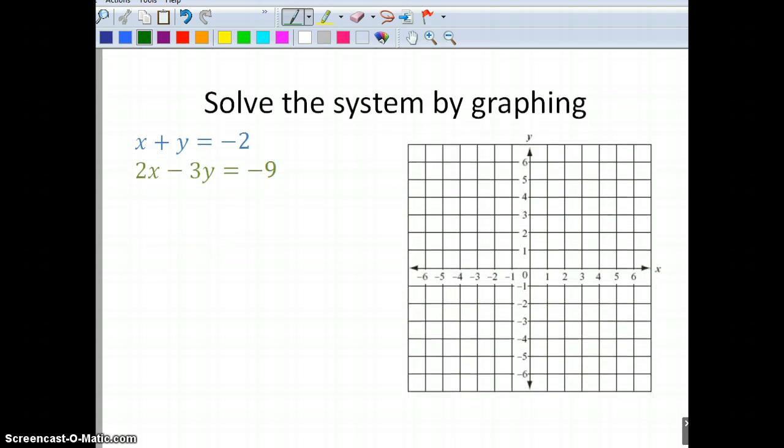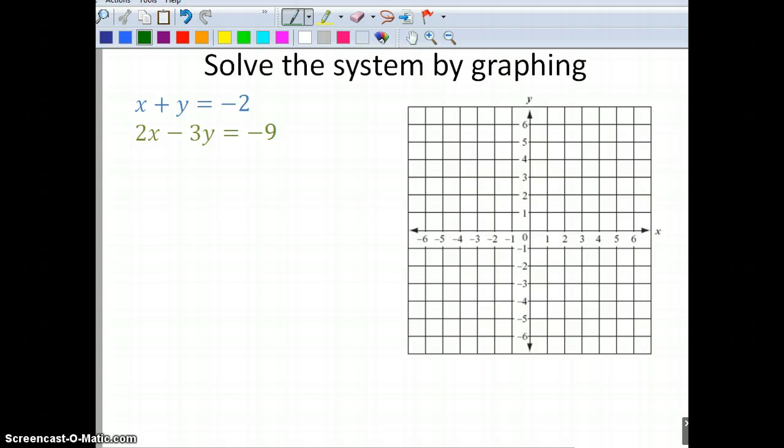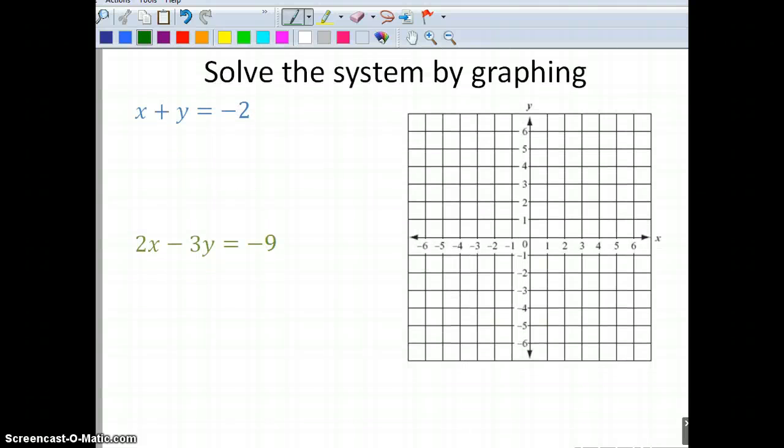Okay, now let's take a look at this one. Solve the system by graphing. So I have x plus y is equal to -2 and 2x minus 3y is equal to -9. I'm going to go down here where I have a little more room. My first thing I need to do is get y by itself. So I'm going to subtract x from both sides, put it in slope-intercept form, and I'm going to be graphing this one in blue. So now I have y is equal to -x minus 2.